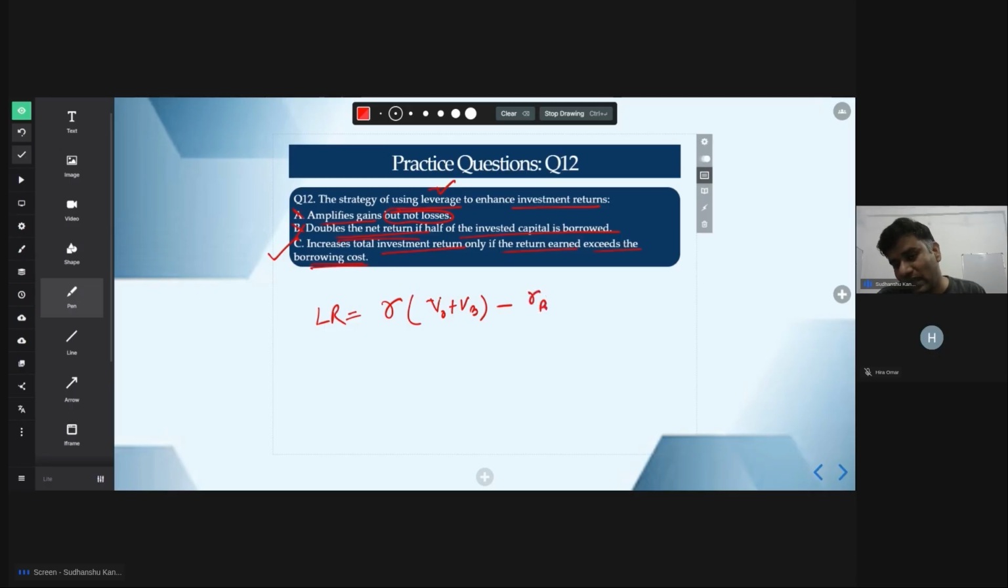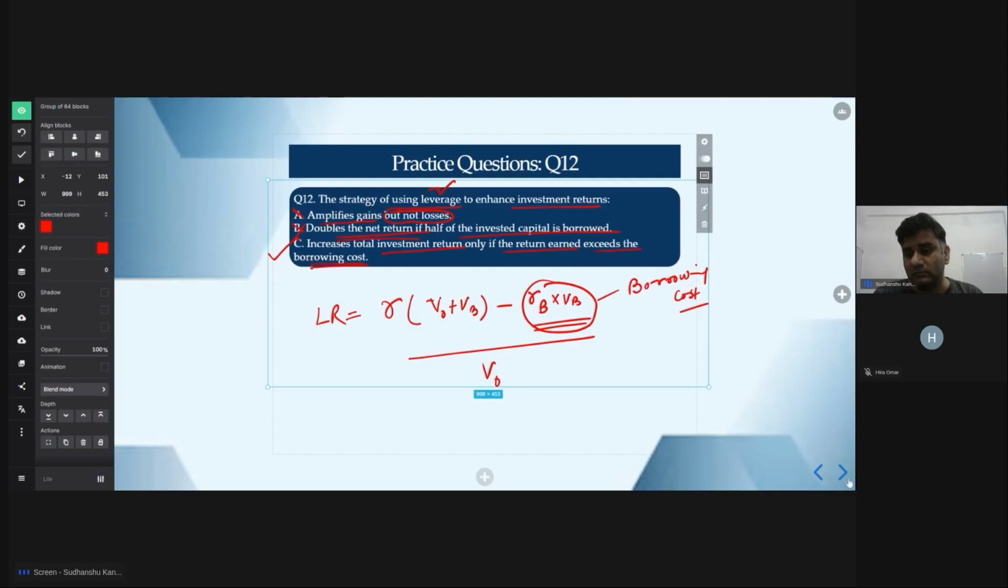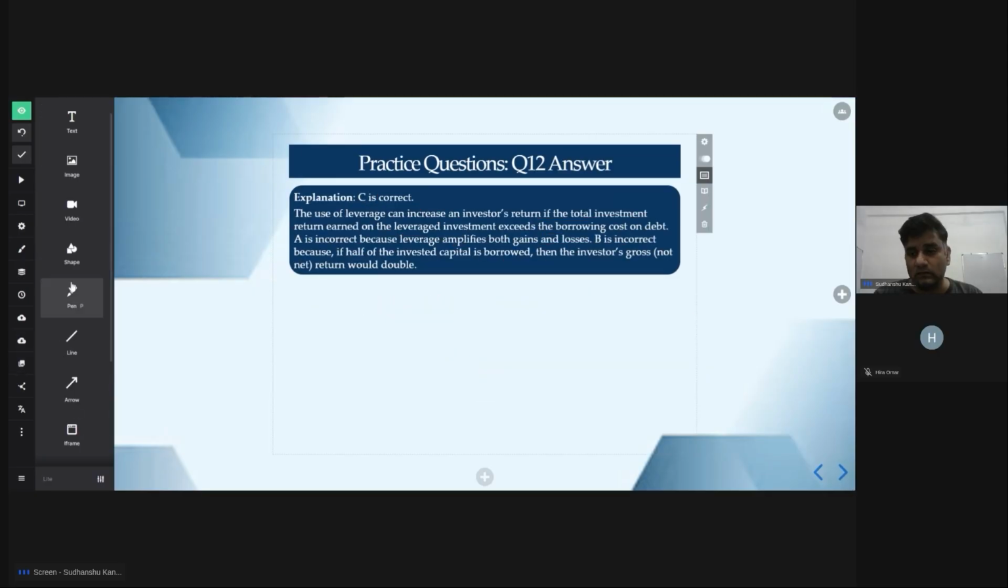That's why I had RB into VB, right? This was the borrowing cost, right? This RB into VB is the borrowing cost, and you are dividing it by V naught. Right? This is the borrowing cost we are talking about. Again, this is the understanding of the formula you need to develop. Again, conceptual understanding is the key. Okay. All right. So the same thing here, same logic.